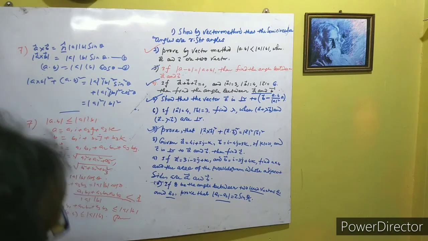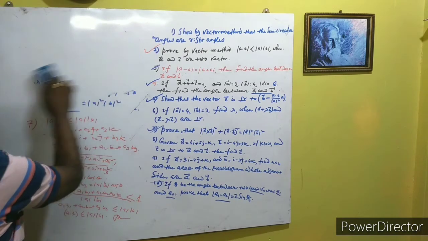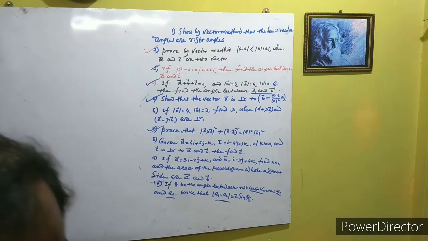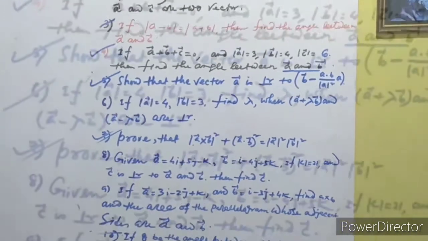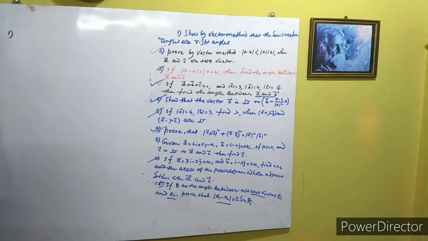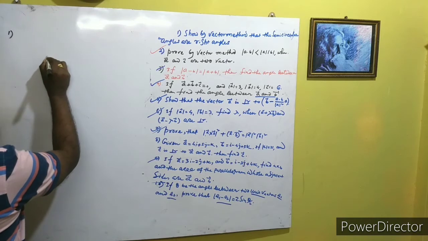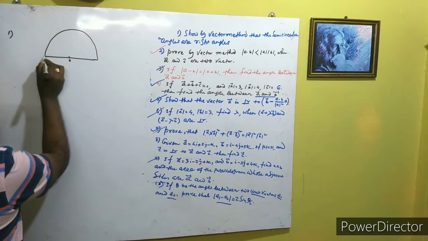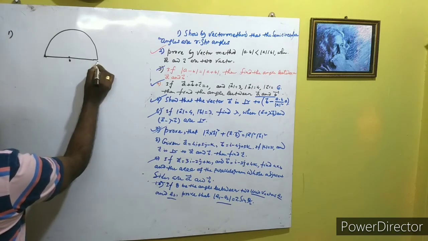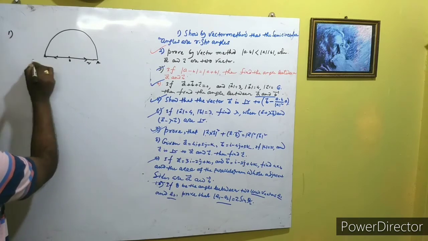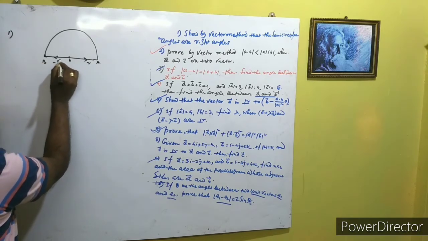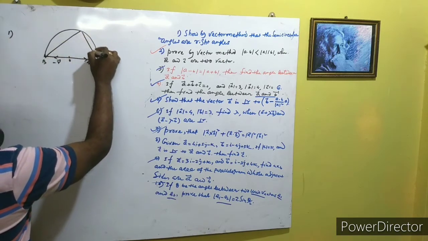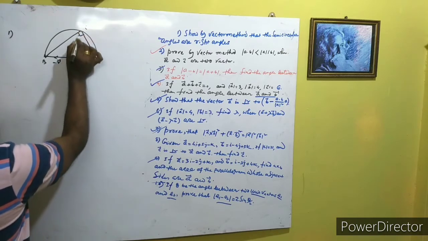So now next question. See number 1. Semicircular angle. By the vector method, the angle in a semicircle is a right angle. Now see, this is a semicircle and this is the center O. From O to A, this is vector R, and in the opposite direction, this is B, so this is vector minus R. Now we want to show that angle ACB is 90 degrees.